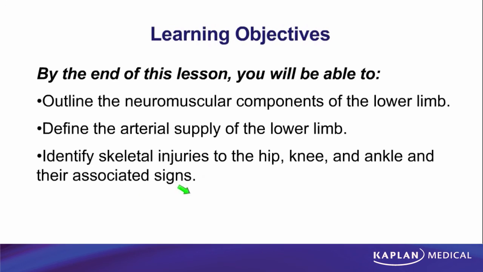So we've concluded our discussion of the lower limb. We wanted to review the neuromuscular components of the limb, which we've done, take a look at the arterial supply, and look at the skeletal injuries at the hip, knee, and ankle.